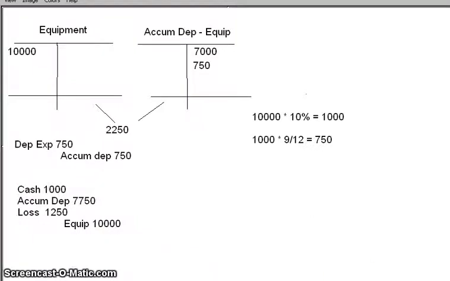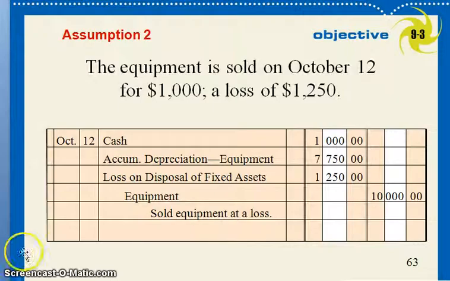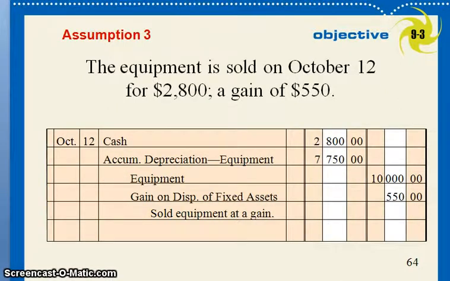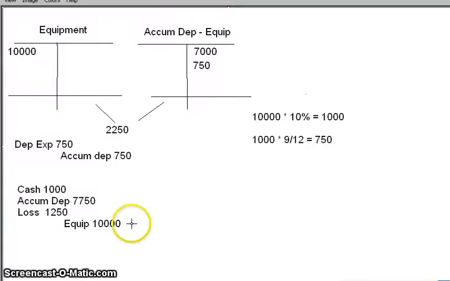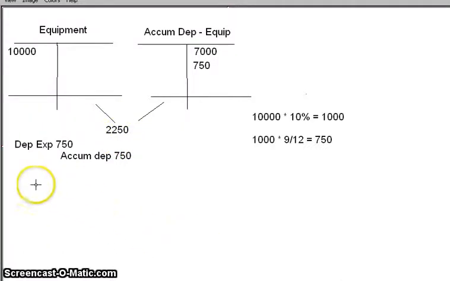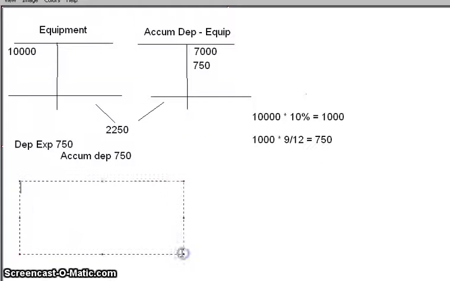Okay, last one. Let's look at what happens if we have a gain. If we have a gain, we're selling it for $2,800. Again, just say to yourself, all right, what's the book value? Book value is $2,250. We're selling it for $2,800, so we actually come out ahead on this thing. We have a gain. So we're going to take the same steps, record the cash, just because cash is cash, of $2,800. And we're going to take the accumulated depreciation off the books. We're going to zero that out, $7,750. We are going to take the equipment off the books.